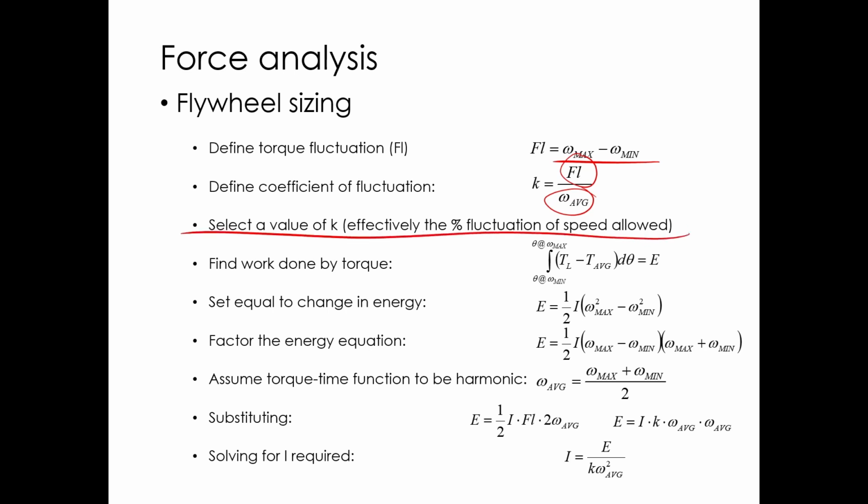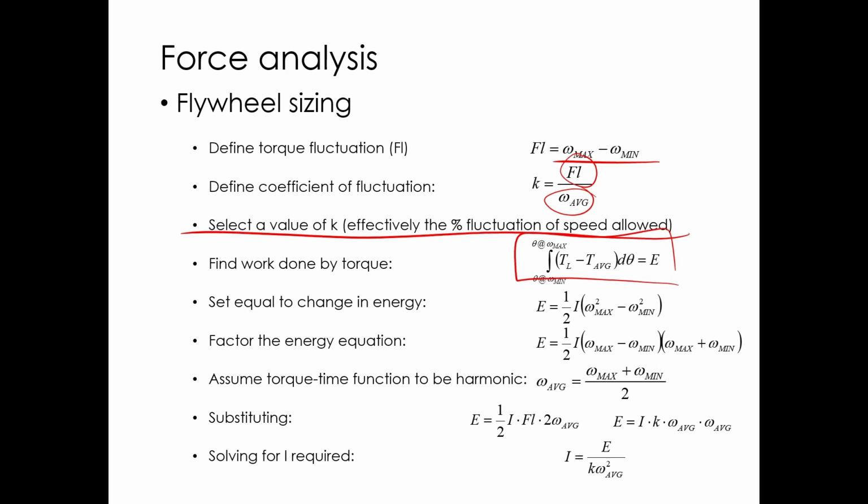So we'll select an acceptable value of K, say a 10% torque ripple, or speed ripple, will be allowed, and then we'll solve for the flywheel required to accomplish that. So to do that, we need to find this work done. So we need a reliable way of finding that work done, and I'll give you that here in a second. That's equal to our energy.